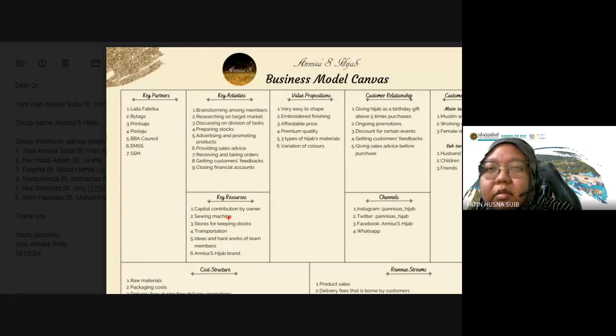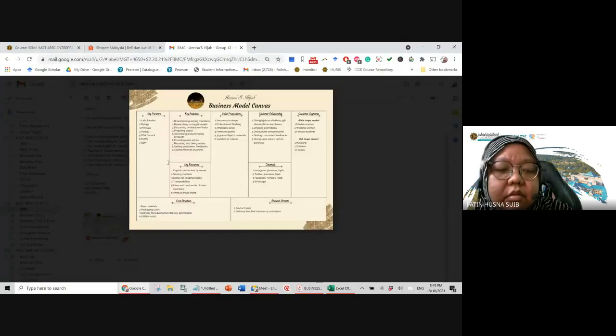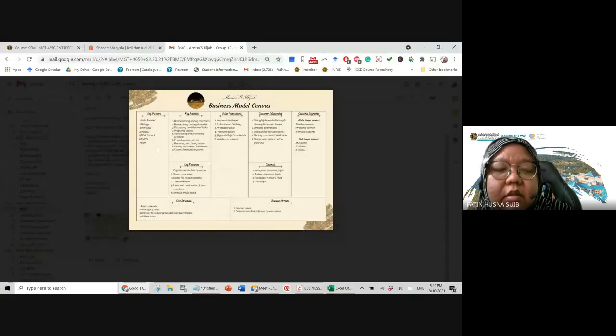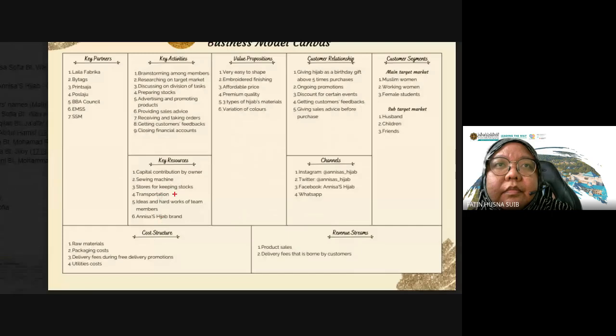All right, so this is a dropshipper BMC. Capital contribution, but they still have capital. I don't know why. This is Anissa Hijab, they are actually a brand. Some dropshippers also require, for example, a membership fee, but that one is still considered capital. Variable position, very easy to shape. This one doesn't have location, missing the location here and here, should be location.